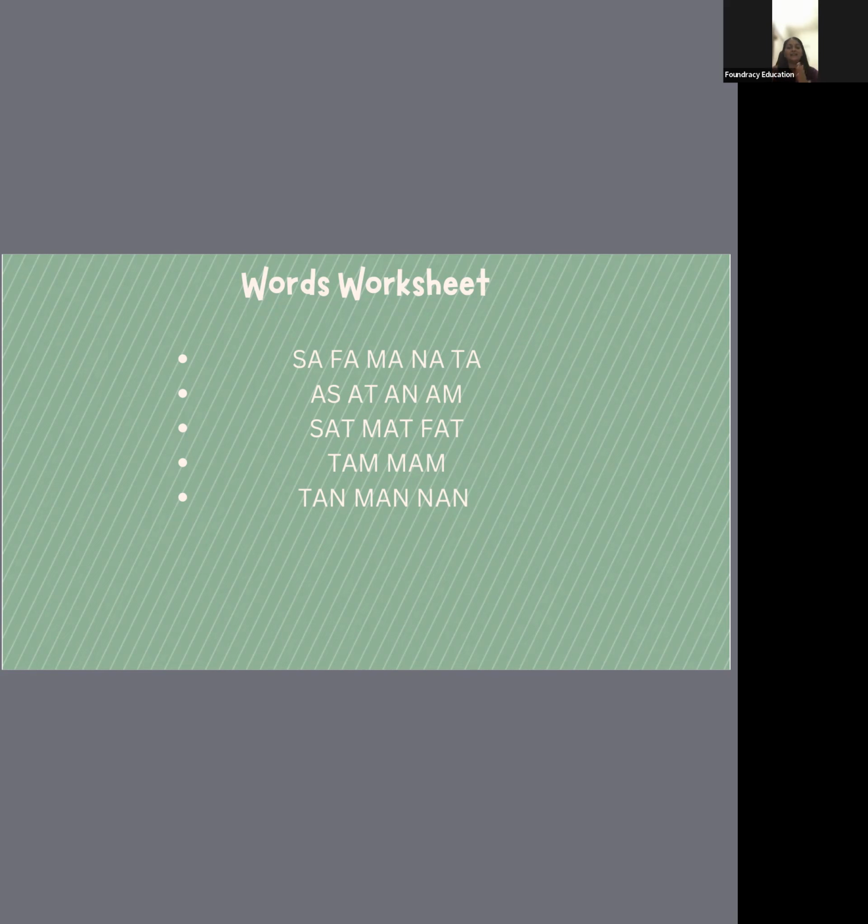Similarly in tan, man, and nan, the rhyming sound is an. So they can just associate an with the 2 letters A and N and try to just focus on the initial sound that you're saying. So is the word worksheet part clear?